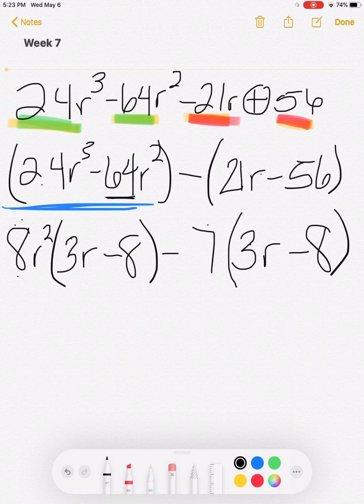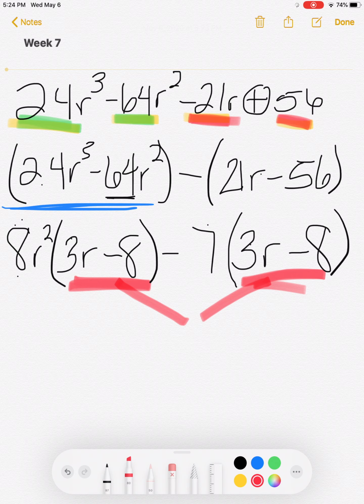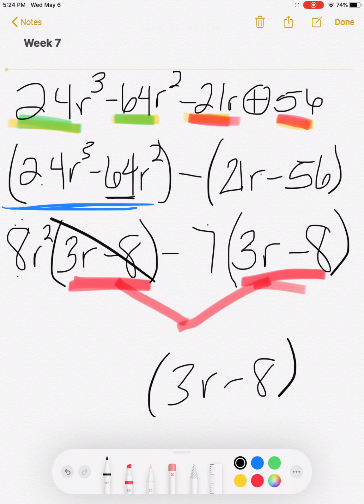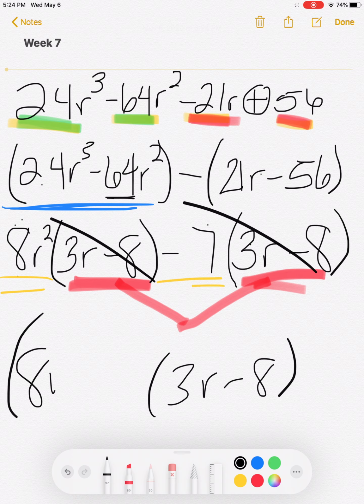Perfect. The entire point of factor by grouping is for these two parentheses to be the same. If they're the same, then I did it correctly. If they're not the same, then we messed up somewhere. Since those are the same, I'm going to bring those down, and I'm going to write 3r minus 8. Okay, so I brought those down. I'm going to cancel those. And then whatever is left is going to go in my second set of parentheses, which is 8r squared minus 7. Ta-da! And that is the answer for that.